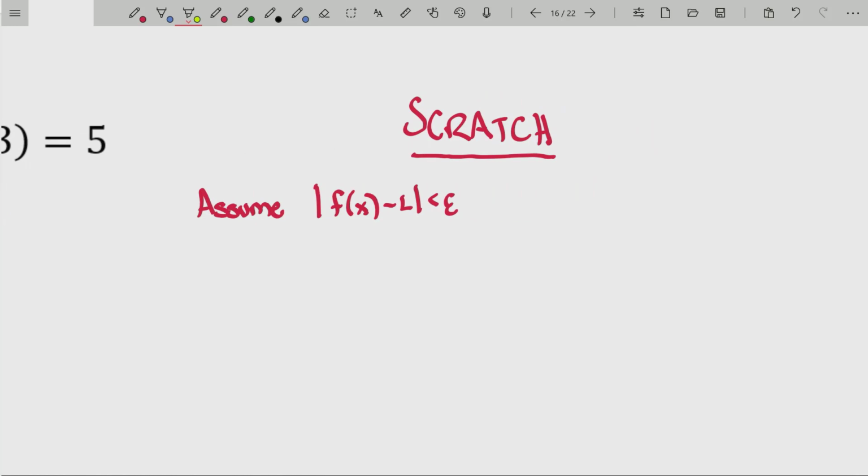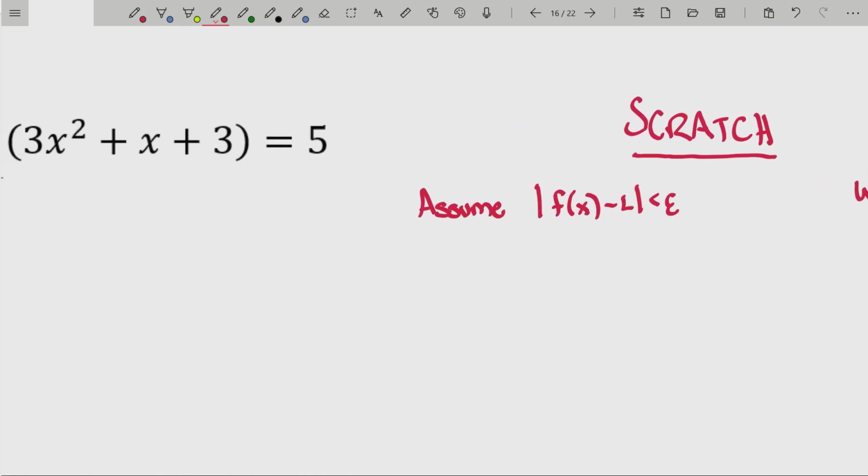And again, whoops, you can't really write very well with a highlighter. So let me try that with a red pen. We want the distance between x and a to be less than some delta that magically will show up, hopefully. Now, substituting in our function, we are assuming that the distance between 3x squared plus x plus 3 and the limit, which is 5, is less than epsilon.